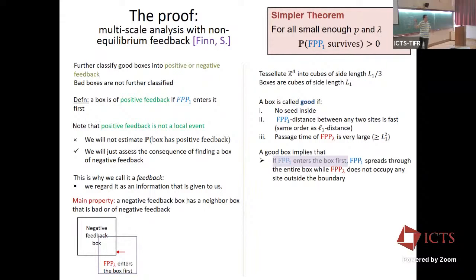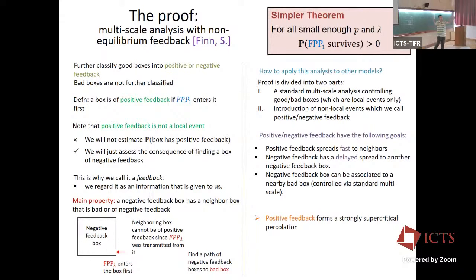So I'm going to stop here because I don't have much time. The proof finishes by this: once you know where bad boxes are, and you know the negative boxes have to be around them, I do a multi-scale analysis to show that the positive boxes really form a strongly supercritical percolation. In these boxes, FP1 just conquers everything, so they conquer a huge amount of space, they survive, they have a density and everything.